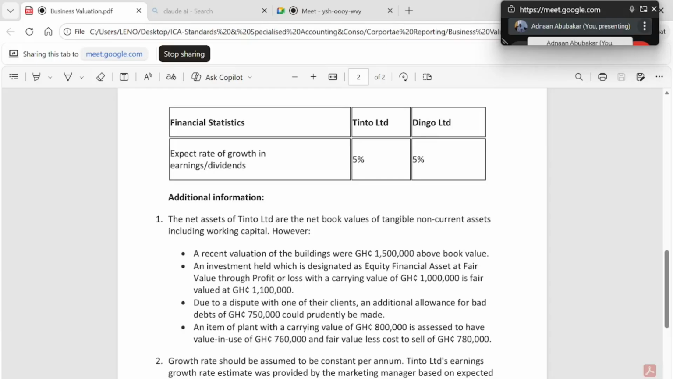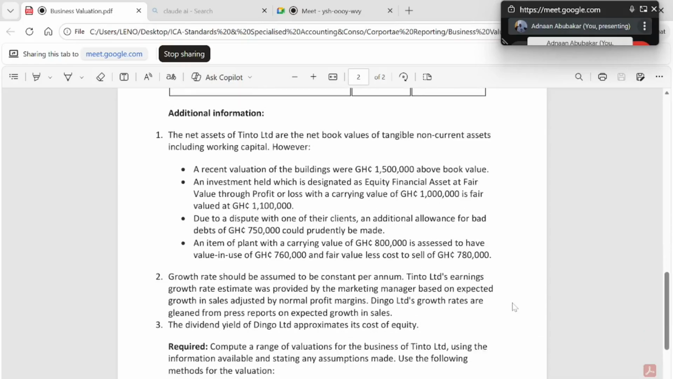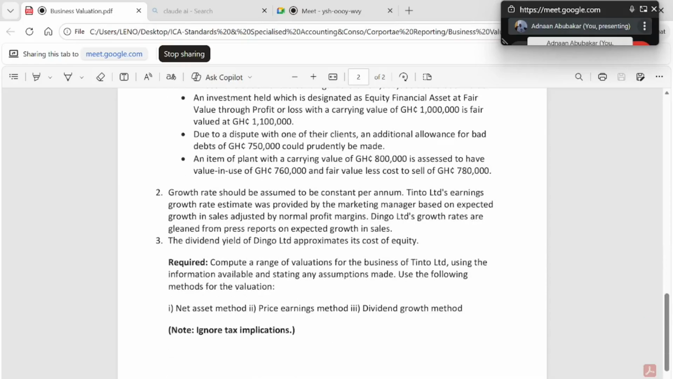And this standard is under IAS 36, Impairment. Now, number 2, growth rate should be assumed to be constant per annum.